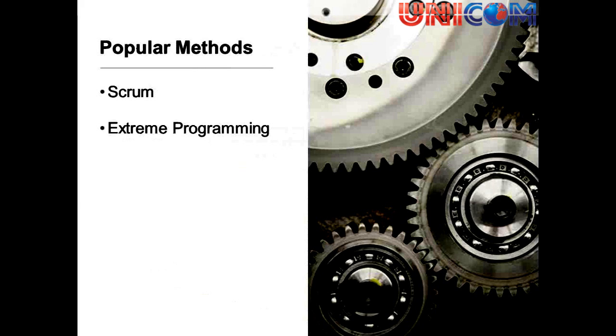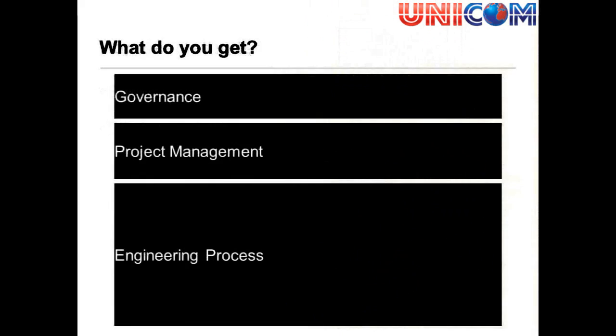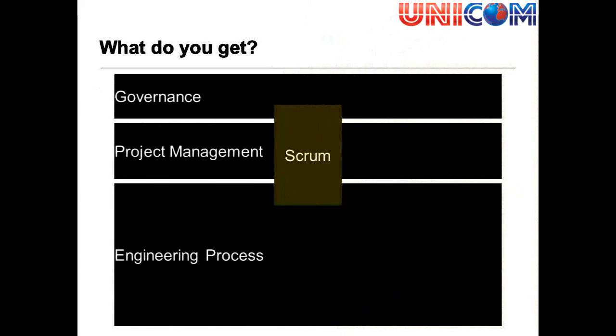So the popular methods I've put down, we're going to look at Scrum and extreme programming here. I think Scrum and extreme combined together are quite a powerful Agile way of working. So let's have a look at those. So what do you get with these two ways of working? So Scrum is very much a project management framework, a little bit of governance, maybe a little bit of engineering process, but it doesn't tell you how you should go about implementing. It doesn't tell you what you must follow, what you should do.